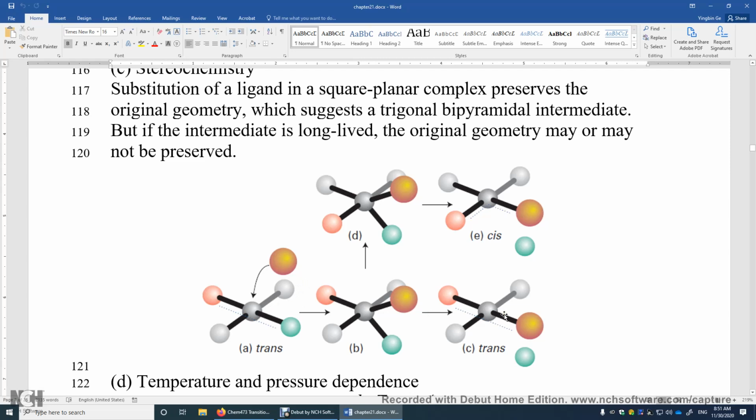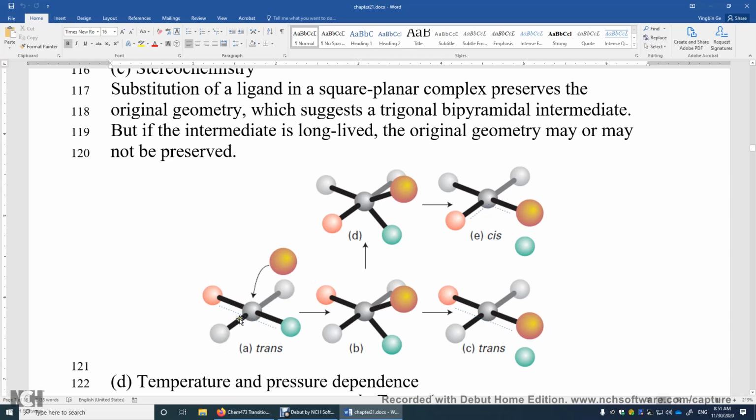Now, what about the dissociation mechanism? Well, in the dissociation mechanism, this green sphere leaves this transition metal first, and then this transition metal is bonded to only three ligands: 1, 2, 3. The bond angles between those ligands would be 120, 120, 120. And in that case, the entering ligand can attack this transition metal between these two, or between these two, or even between these two gray spheres as well.